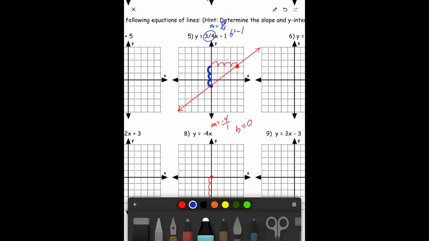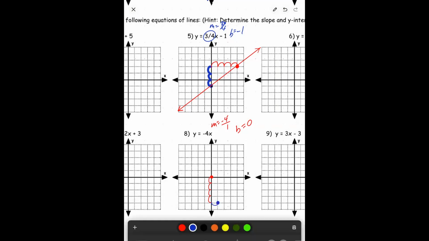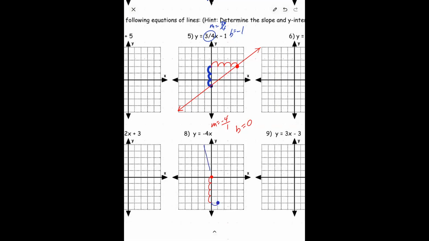Then I'm going to take my ruler and try to draw the best line I can. Let me try that one more time, see if I can improve a little bit. There you go. All right, so there's the line. It has a negative slope, so you can see it's decreasing. It goes through the origin and it's going down 4 and then over 1. I hope this has been helpful. This is a really important skill when you're graphing.